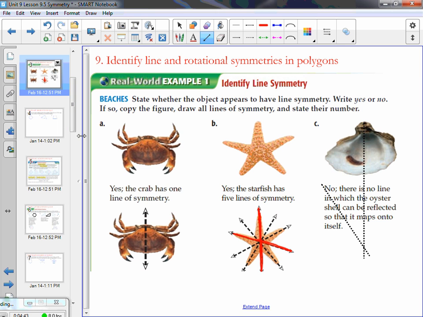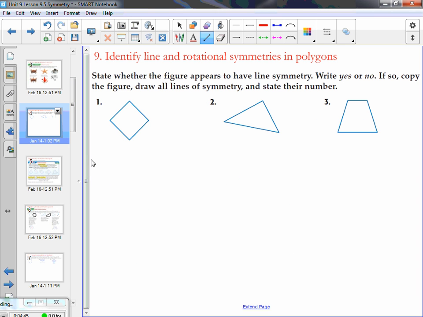Let's see whether or not you should have asked some. Turn with me to page 656, and let's do these first 3 together. The directions say to state whether the figure appears to have line symmetry. So we'll write yes or no, and again, I won't make you copy the figure, but I want you to be able to state how many lines of symmetry there are. The only reason I'm telling you that you don't have to copy the figure is you probably won't be able to duplicate exactly what's in the book anyway.